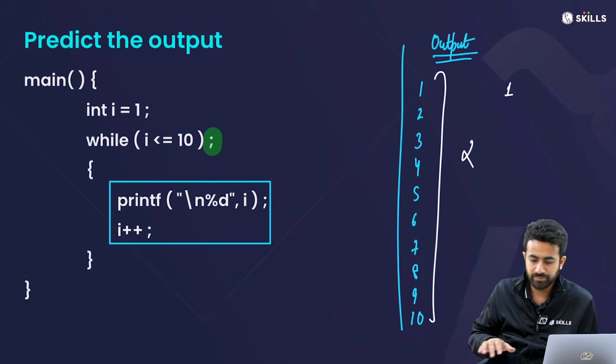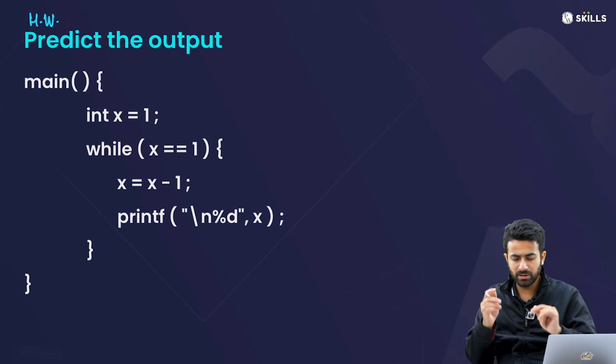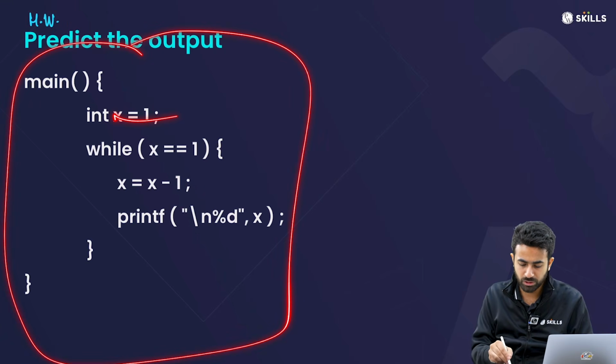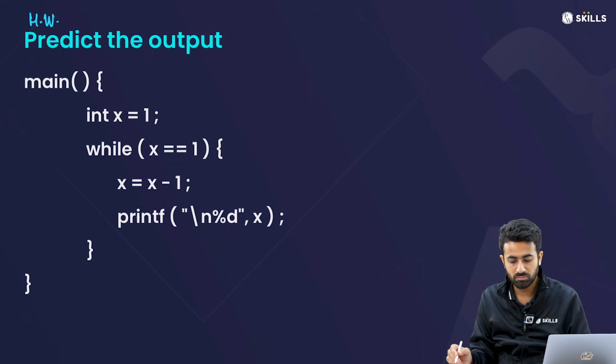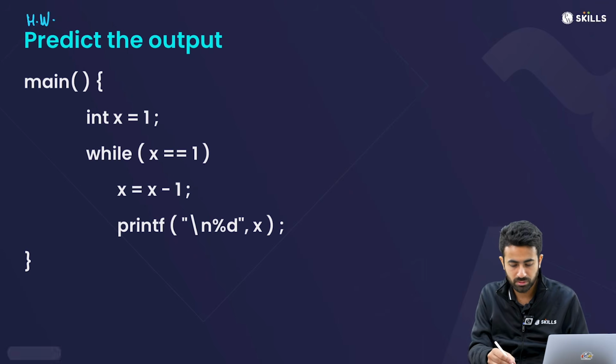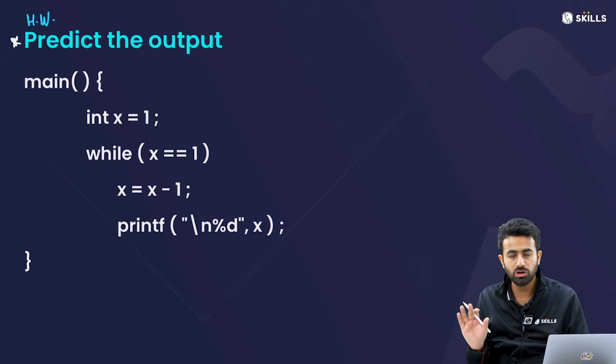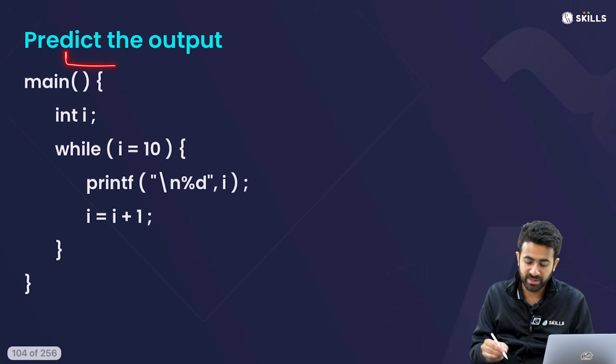Okay, let's move ahead. And let's talk about this, it is a homework. Please have a look, do it yourself. X is equal to 1, the condition and everything. Write it down. I think you guys did. Let's move ahead. This is also a homework. Very nice question. Star mark. Take a screenshot. Do it yourself. Okay. Now this is a very nice question.